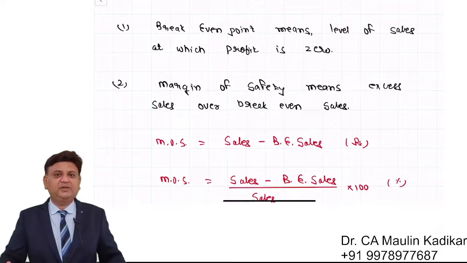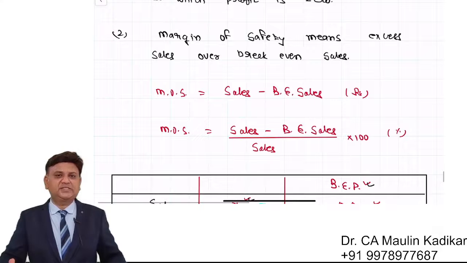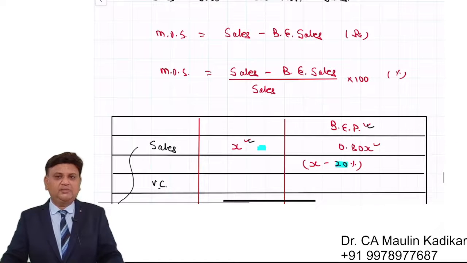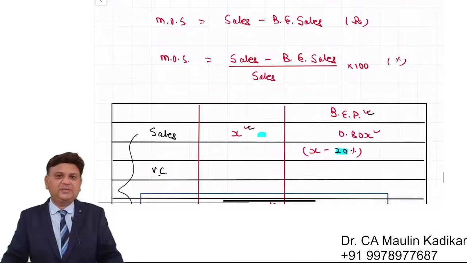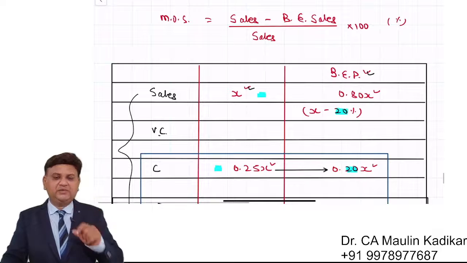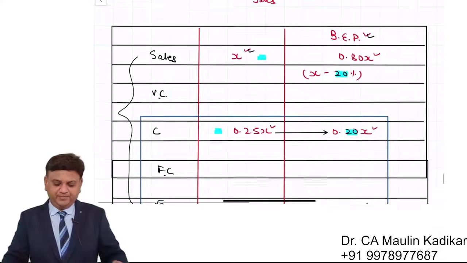Break-even point means the level of sales at which the profit is zero. Margin of safety indicates the excess sales over the break-even sales. So in amount terms it can be calculated as sales minus break-even sales, and in percentage terms it is margin of safety upon sales into 100.